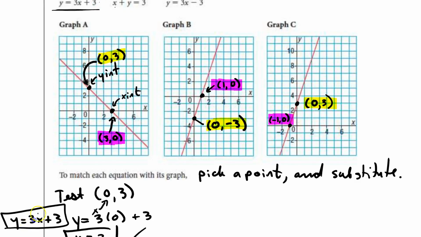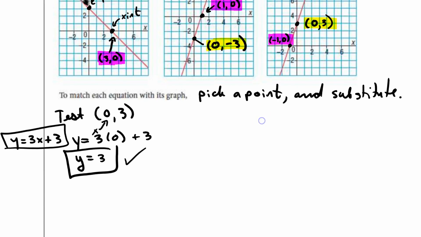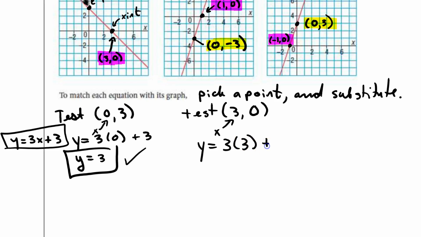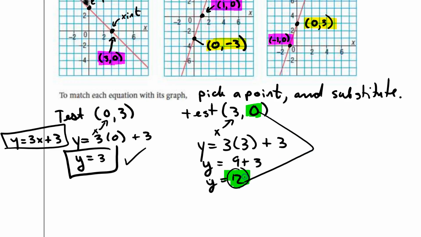Let's test another point on this one. Let's test 3, 0. When I substitute in my x, I should get a y of 0. So y equals 3 times 3 plus 3, y equals 9 plus 3, y equals 12. Since when I substitute in 3, I do not get 12, what you can say is it does not match.